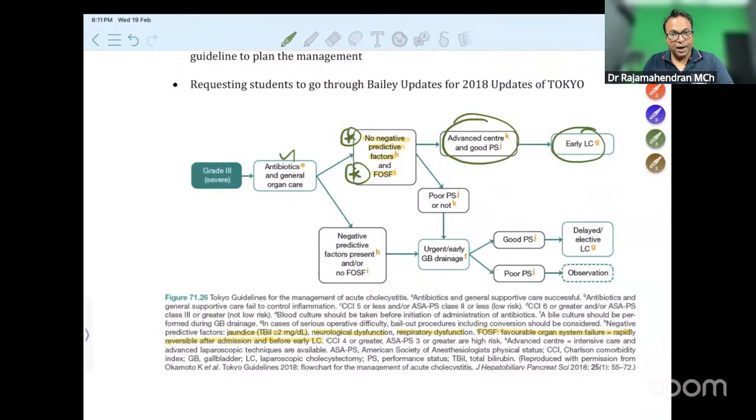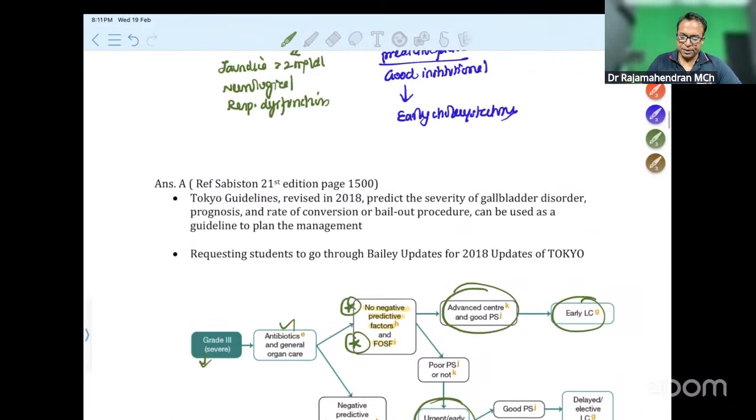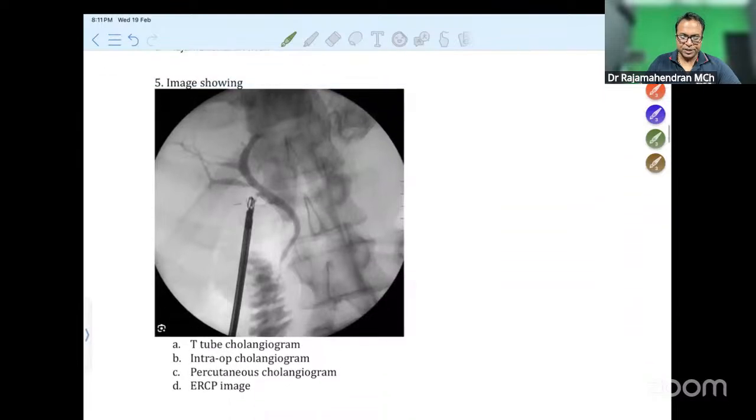You should not forget, a new update from the 28th edition of Bailey, because in old Bailey as well as in Sabiston, the answer for acute severe cholecystitis grade 3 was only percutaneous drainage. Urgent gallbladder drainage was the only option. Now it is changed. In new Bailey, it is changed to early lap cholecystectomy can be done when favorable organ system failure is present. That is one important point. Do not forget, this is a new update from Bailey and Love 28th edition.